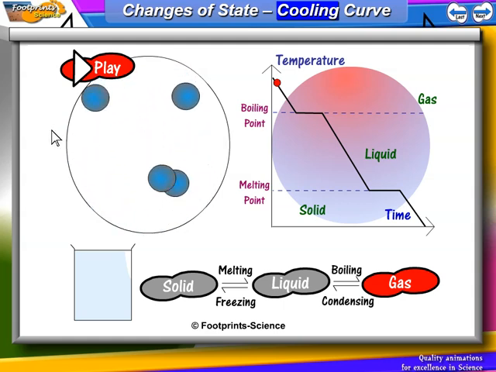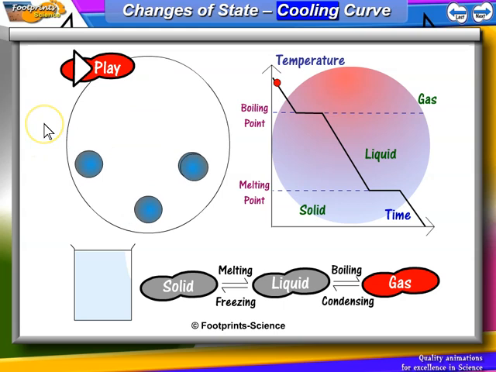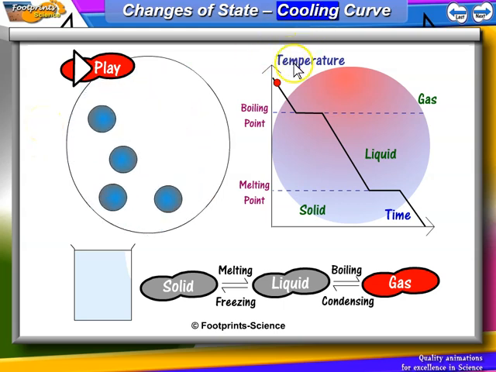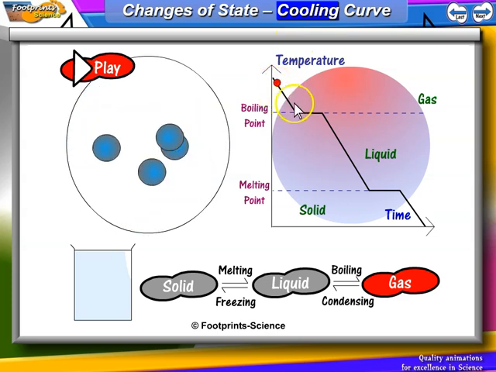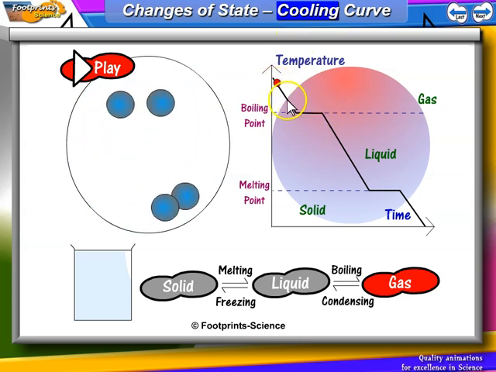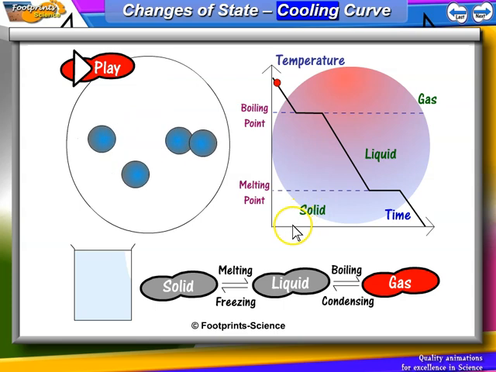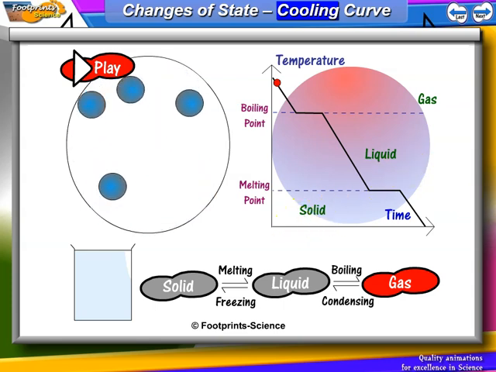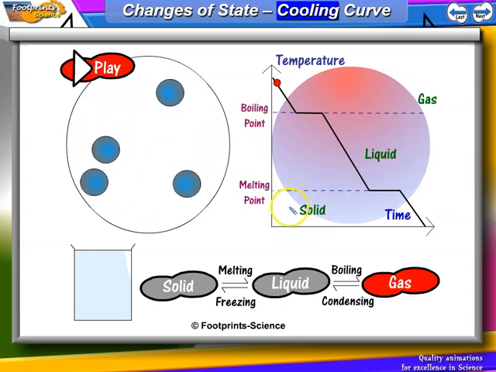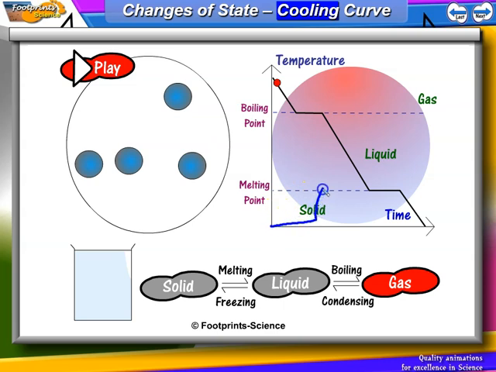Now today we're going to be learning about another type of curve, and this curve is known as the cooling curve. Now the cooling curve is the opposite of the heating curve. You would notice that the heating curve goes in the opposite direction. So a heating curve would go somewhat like that, and you know that a cooling curve seems to be going in the opposite direction.